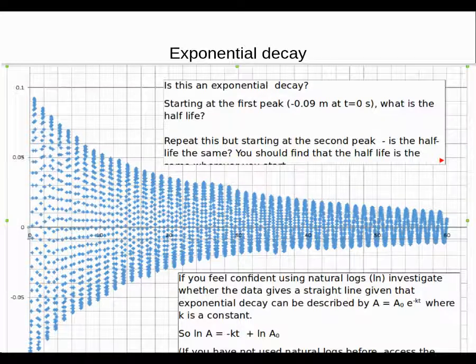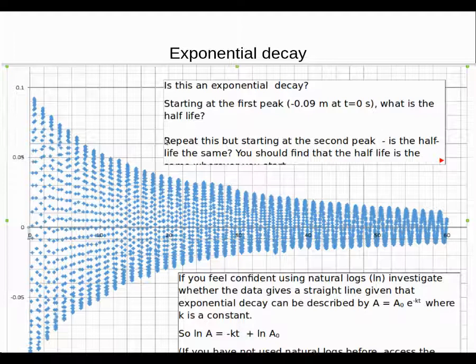decay going on. So what I'd like to try and do is follow the instructions here. It says, is this an exponential decay? Well, if it is, it should exhibit something called half-life. You'd be familiar with half-life from radioactivity. Half-life is the time it takes for the initial value, in this case the amplitude, to halve. So in fact, the initial value was down here: 0.06, 0.07, 0.08, 0.09 was the value of the amplitude at the beginning at t equals 0.